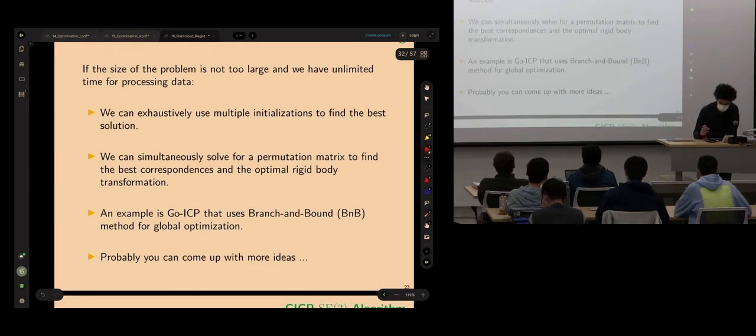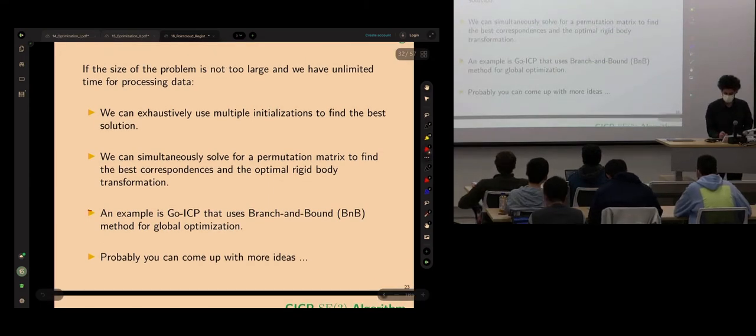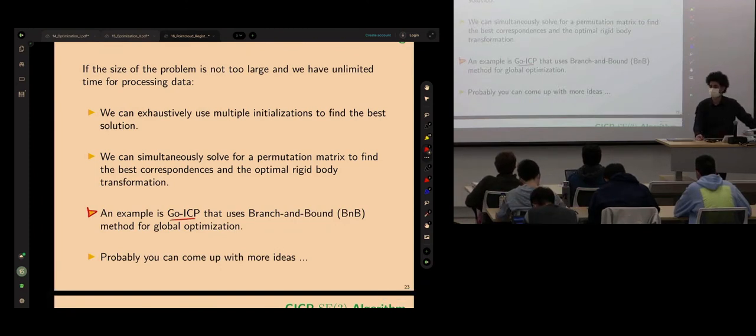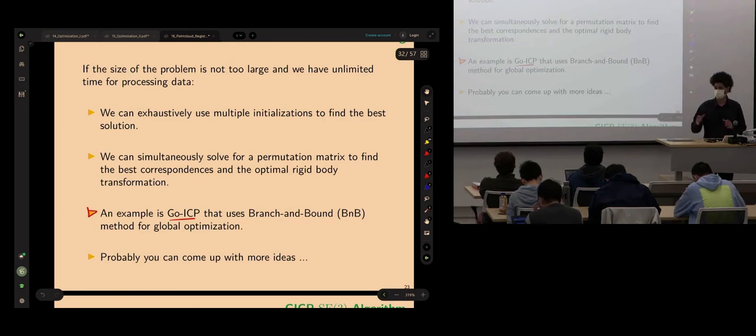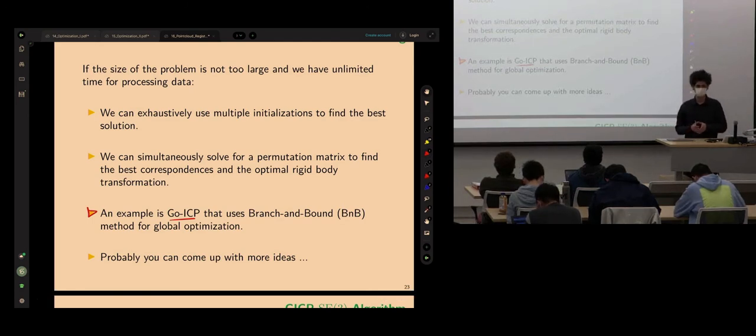A particular example of solving the problem globally is Go-ICP. This uses a branch and bound method for optimization, and it is slow, but uses a point-to-plane distance metric to solve the problem. And it's a coarse registration. It's not going to solve the fine registration problem for you.